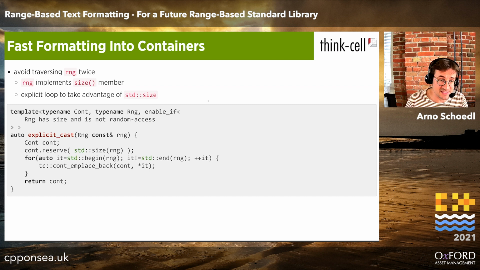But if it's not random access, but it has a size, then we can just first reserve memory inside the container, and then just iterate once over the range and place back the elements. So that's likely more efficient than running over the range twice, in particular if calculating the range is non-trivial, which may be very much the case for range formatters, or for string formatters.